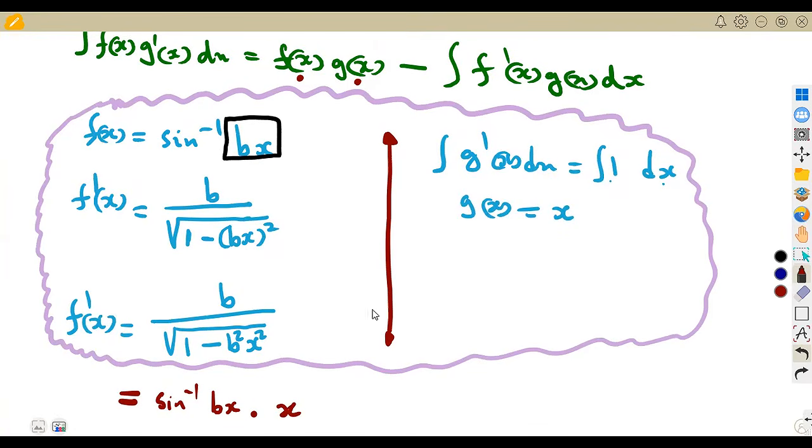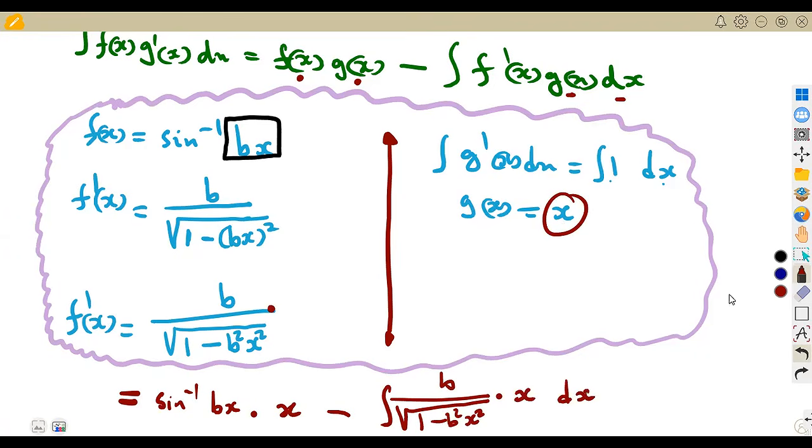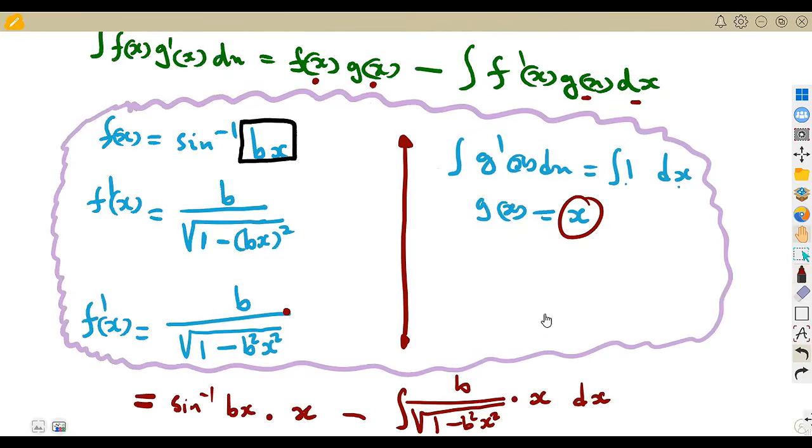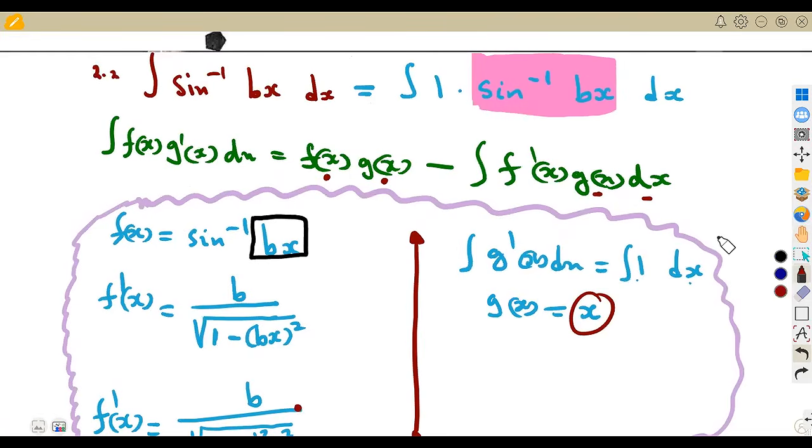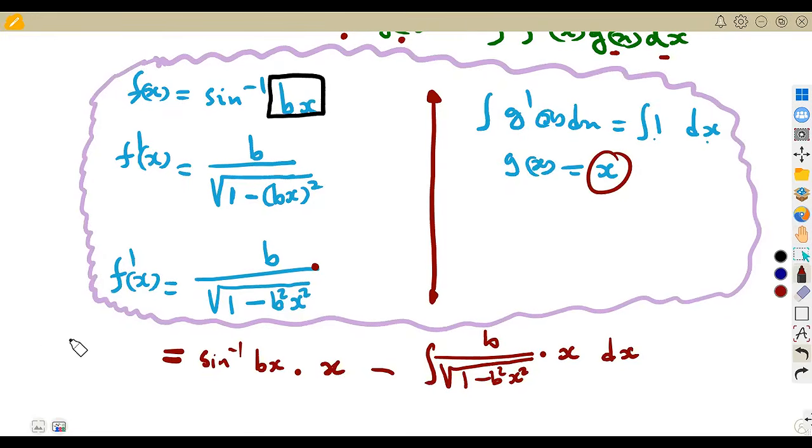So this is x, minus the integral of the first derivative of f of x, which is b over the square root of 1 minus b squared x squared, times what are you going to multiply? g of x dx. This is our g of x, which is x. So it's going to be x dx like this. All right. This is where we are. We simply took this from the whole integral of arc sine dx that we had, that is the integral of arc sine bx with respect to x.